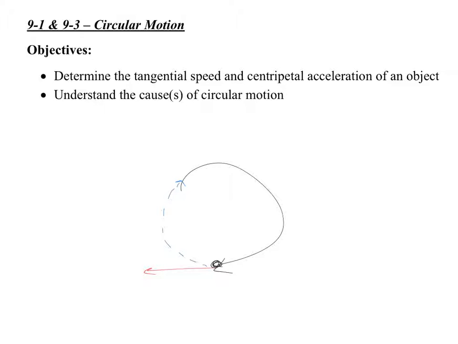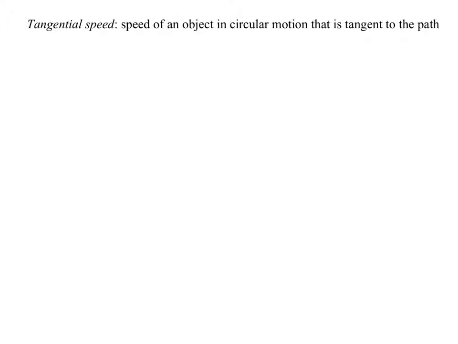So those are the two main concepts we're going to go over. Circular motion with tangential velocity, and that's what we're starting with, and gravitational force. So we already mentioned this, tangential speed, I'm going to use the word. Speed is the speed of an object when it moves in circular motion that's tangent to the path.